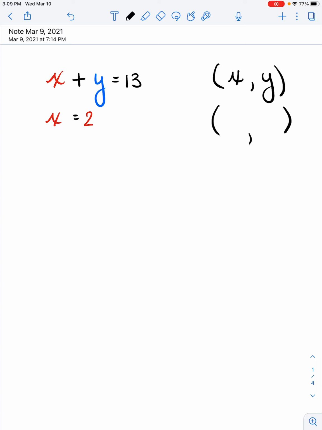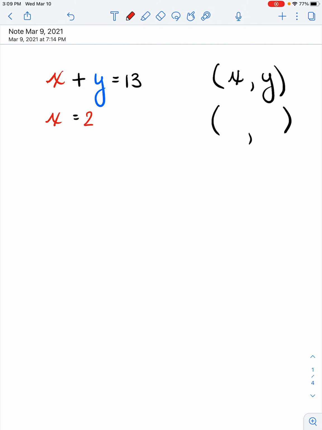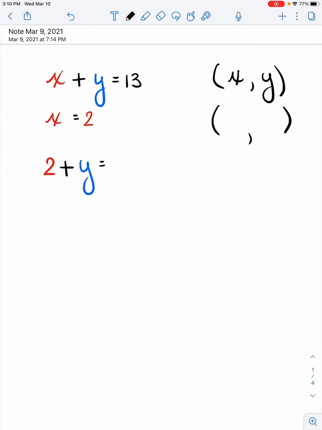So you see that x equals 2, and that's very straightforward, because what I'm going to do is substitute 2 where I see x, because the goal is to just get one variable in the equation so we can solve it. So I'm going to substitute 2 for x, and that will be 2 plus y equals 13. You can see that the only difference is that I substituted 2 for x.